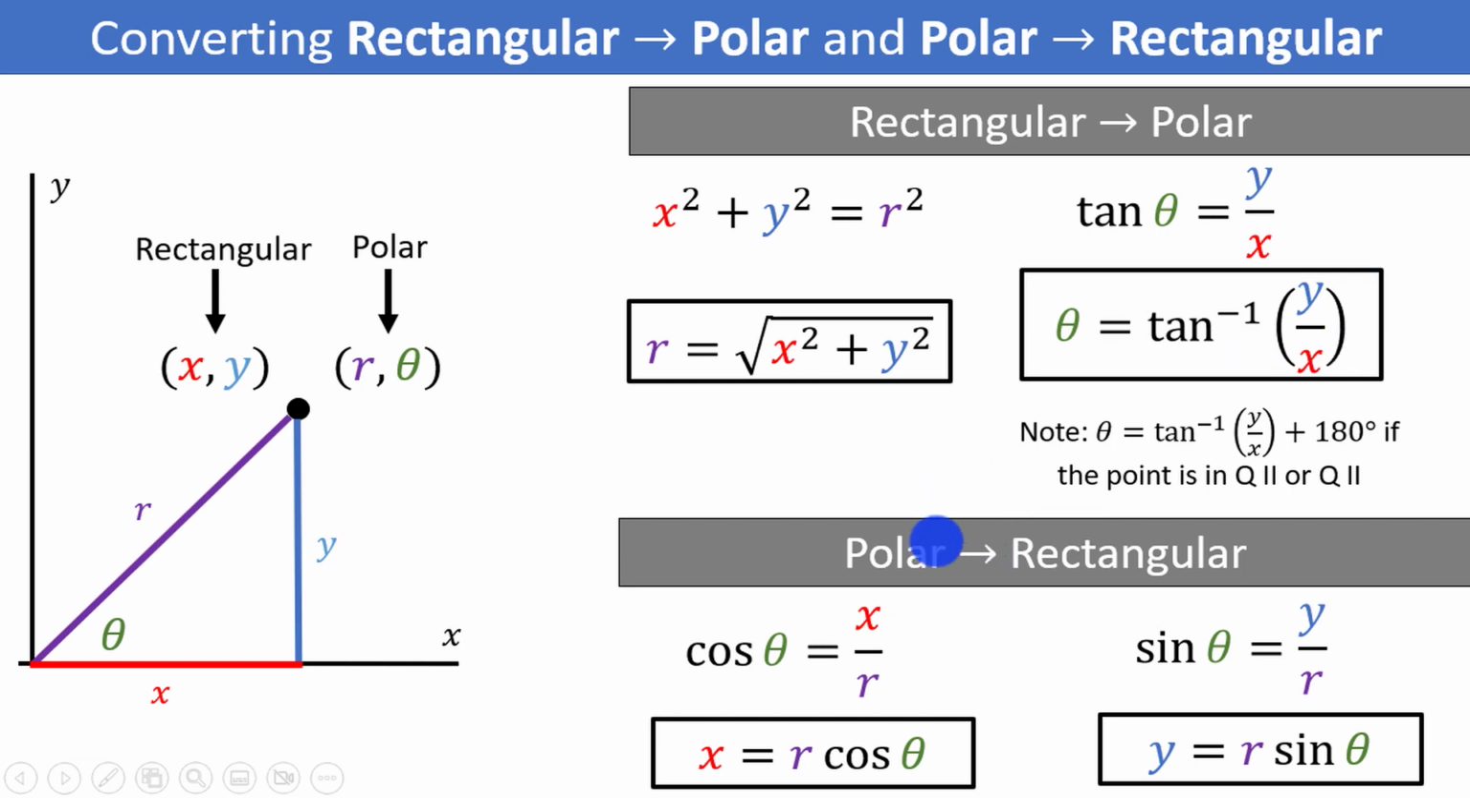If you already have polar coordinates and would like to convert to rectangular coordinates, then that means that you already have r and theta and would like to change to x and y. X is equal to r times the cosine of theta, and y is equal to r times the sine of theta. In this video, we will specifically look at converting between rectangular and polar coordinates, or vice versa, in the context of equations.